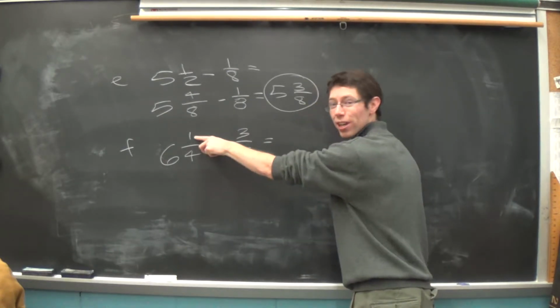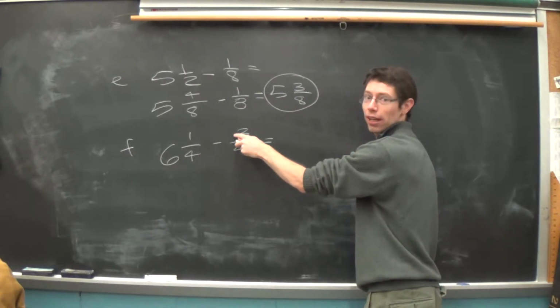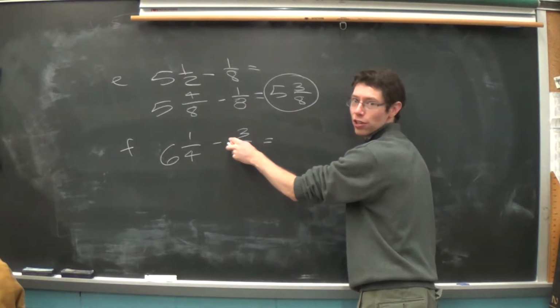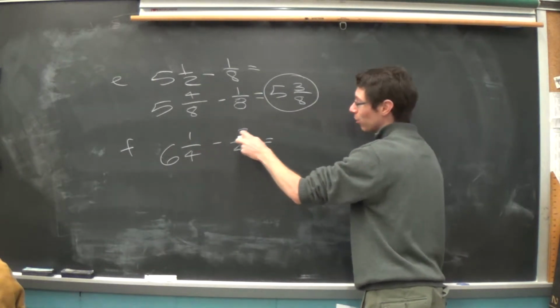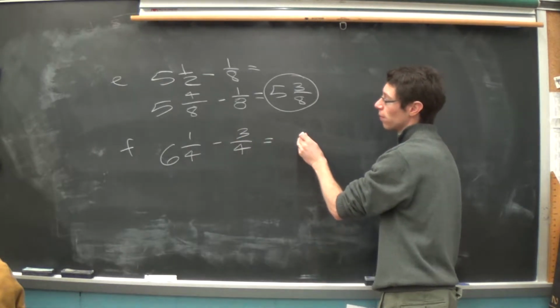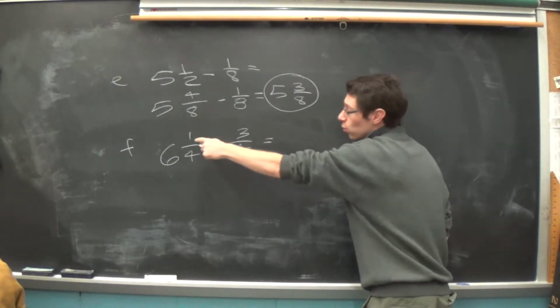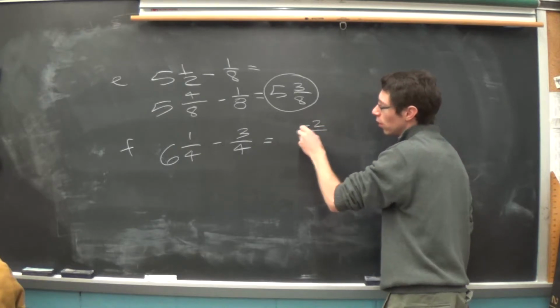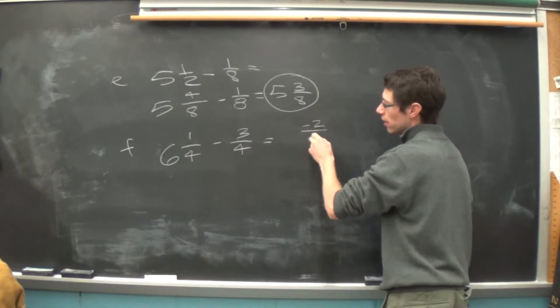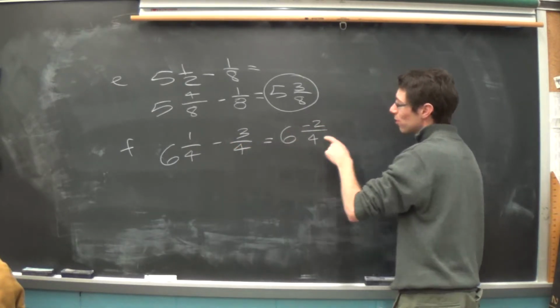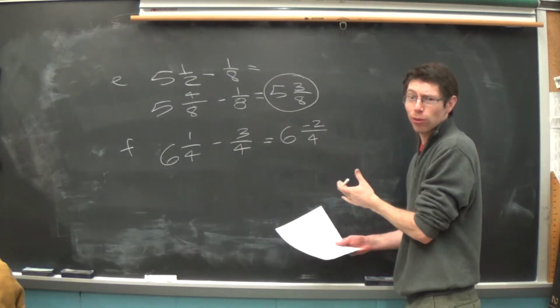But 3 minus 1 is not the same thing as 1 minus 3. You have to do subtraction in order. 1 minus 3 is -2. So you could almost go like this. 1 minus 3 is -2. The denominator stays the same. 6 minus 0 is 6. So 6 and -2/4, I mean, is the correct value.